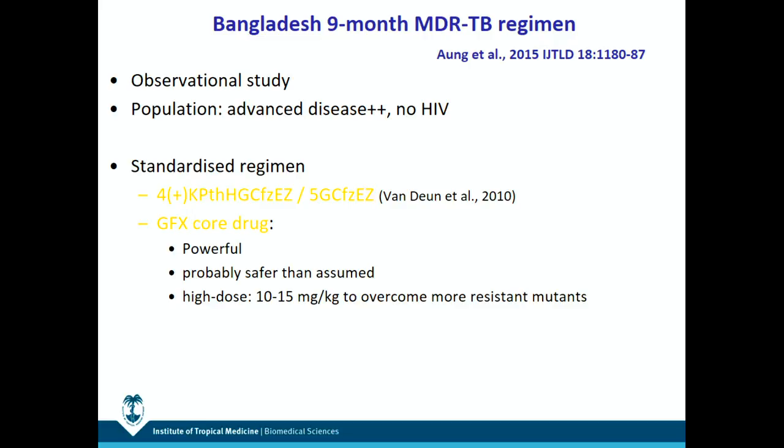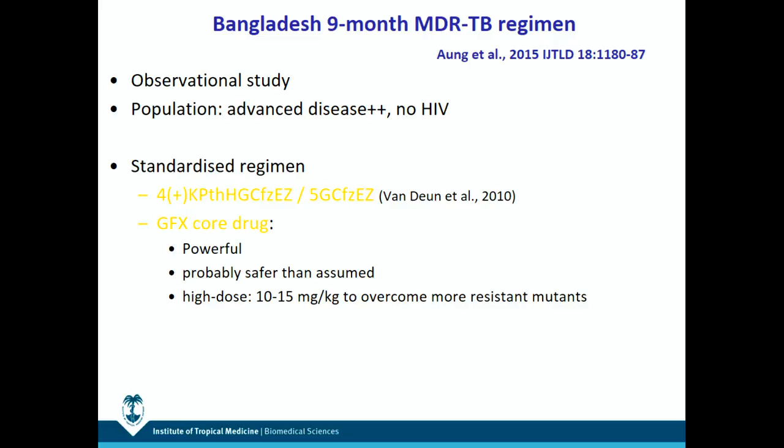Gatifloxacin was the core drug. It is a very powerful drug, and the data from the mice that have been shown on moxifloxacin indeed show that moxifloxacin is very powerful, but gatifloxacin in vitro is at least as powerful as moxifloxacin. And despite publications about problems with hypoglycemia or hyperglycemia, I don't remember, there is an issue anyway, but in this study, there were fewer problems with this than was previously assumed.